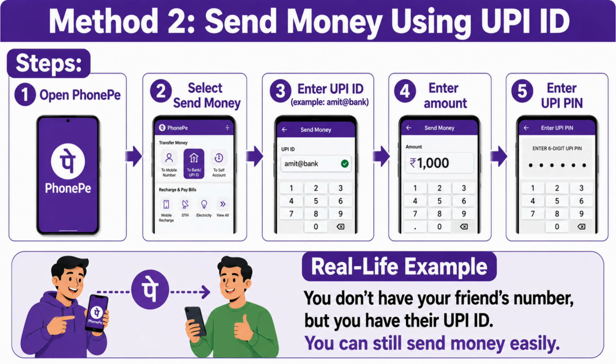Method 2. Send money using UPI ID. What are the steps involved? You have to open PhonePe, select Send Money, enter the UPI ID, then enter the amount, then enter the UPI PIN. The payment is completed instantly. Real life example. You don't have your friend's mobile number, but you have their UPI ID. You can still send money easily using the UPI ID.